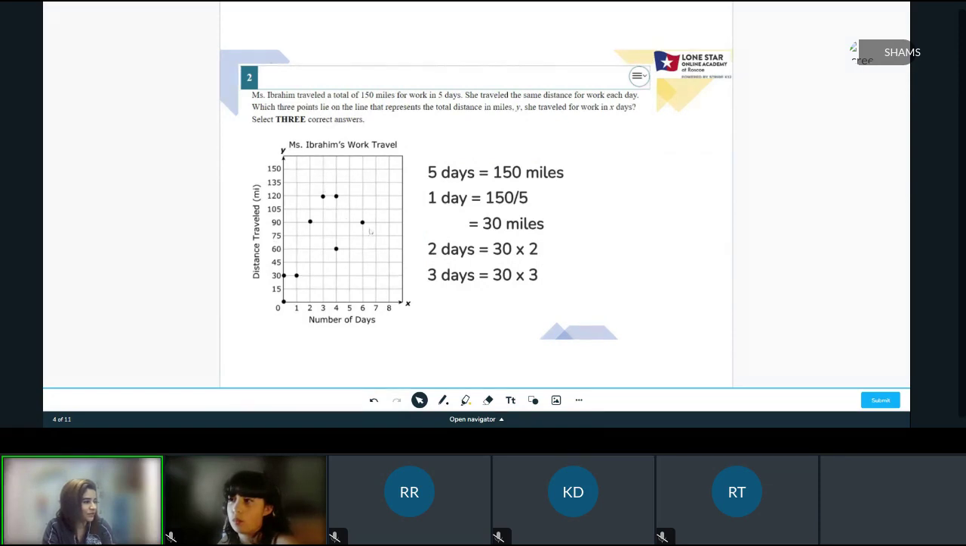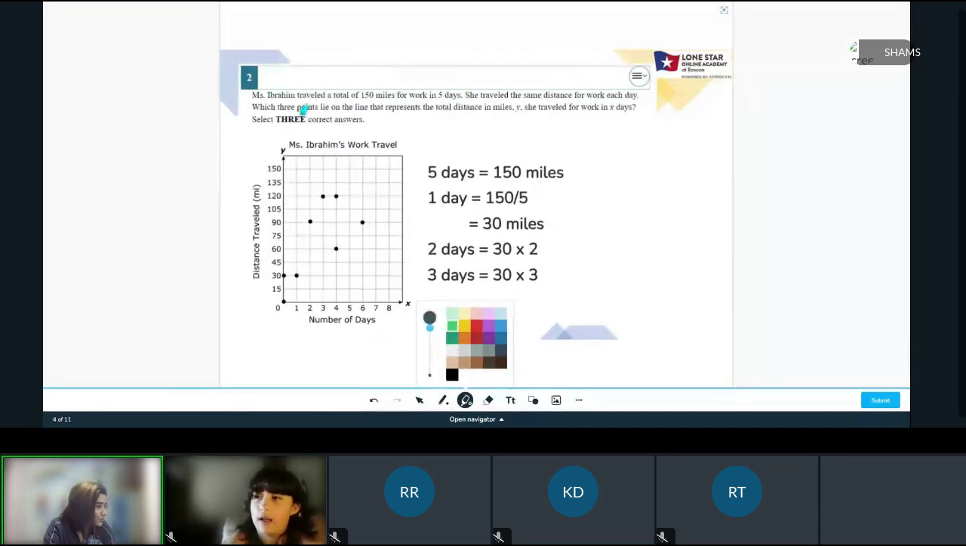Which points on this Nearpod, in fact, be precise, which three dots on this graph represent the scenario? 3 dots you gotta pick. Very good, Aliza. Very good. Join Nearpod so you can show me your work.